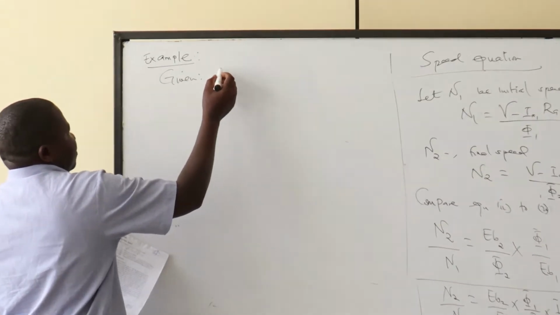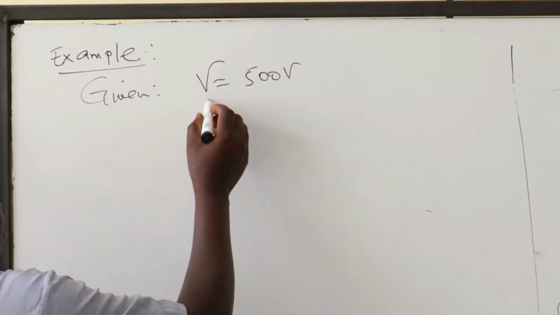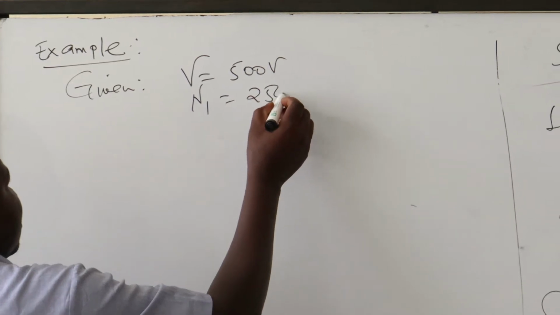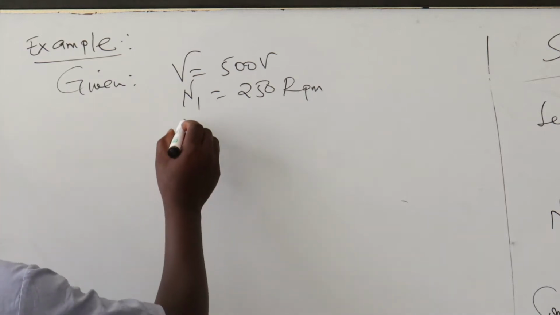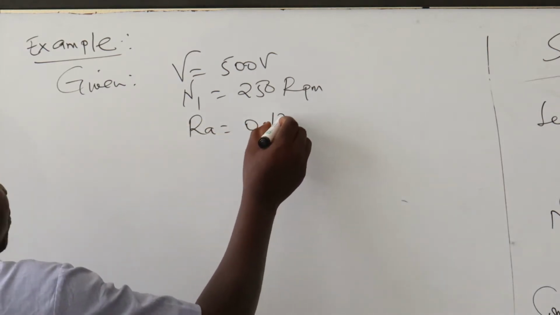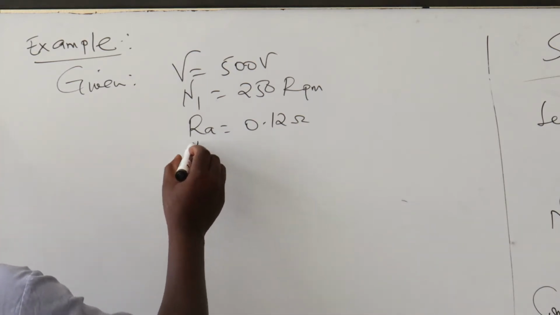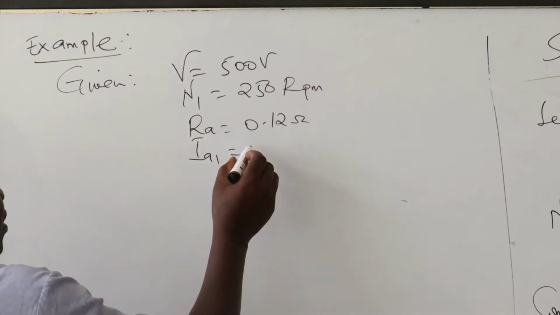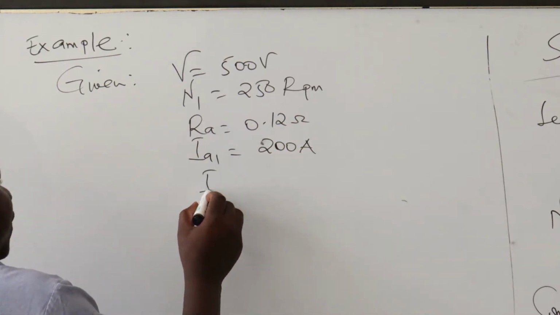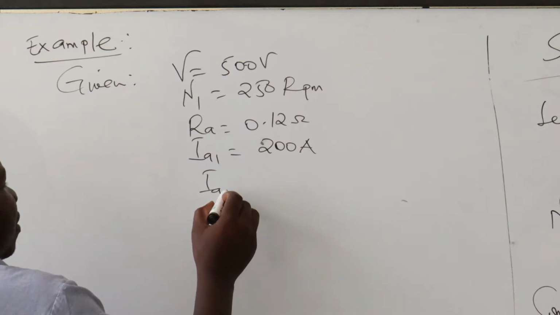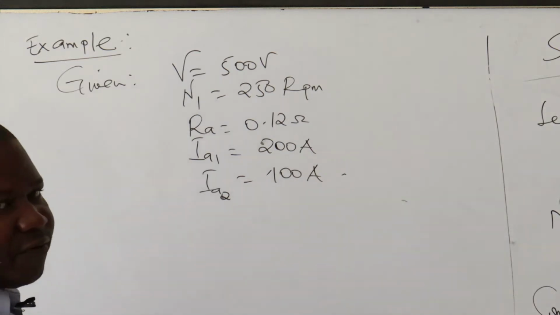So what are we given? A voltage of 500 volts, initial speed 250 RPM, armature resistance 0.12 ohms, initial current 200, and final current 100. What else is given in those details?